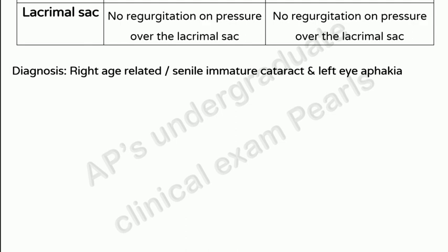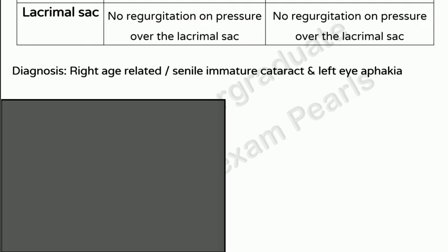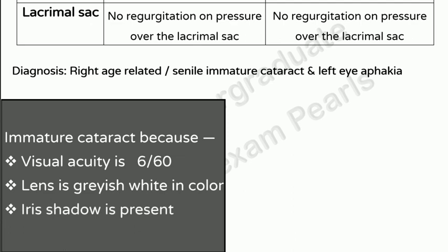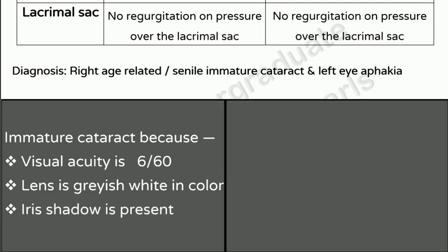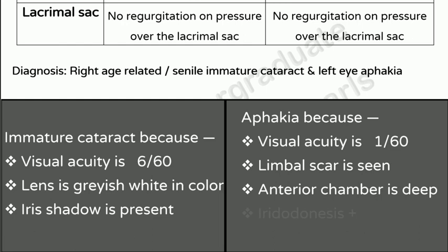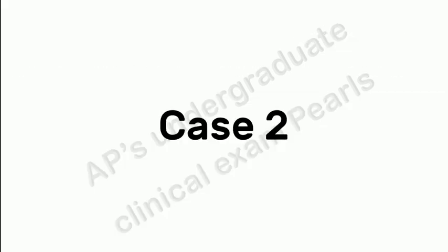After giving the diagnosis, you will be asked why you have made that specific diagnosis. This is an immature cataract because visual acuity is 6/60, lens is greyish white in color, and iris shadow is present. Aphakia in the left eye because visual acuity is 1/60, limbal scar is seen, anterior chamber is deep, and iridodonesis is present, in addition to a jet black pupil.